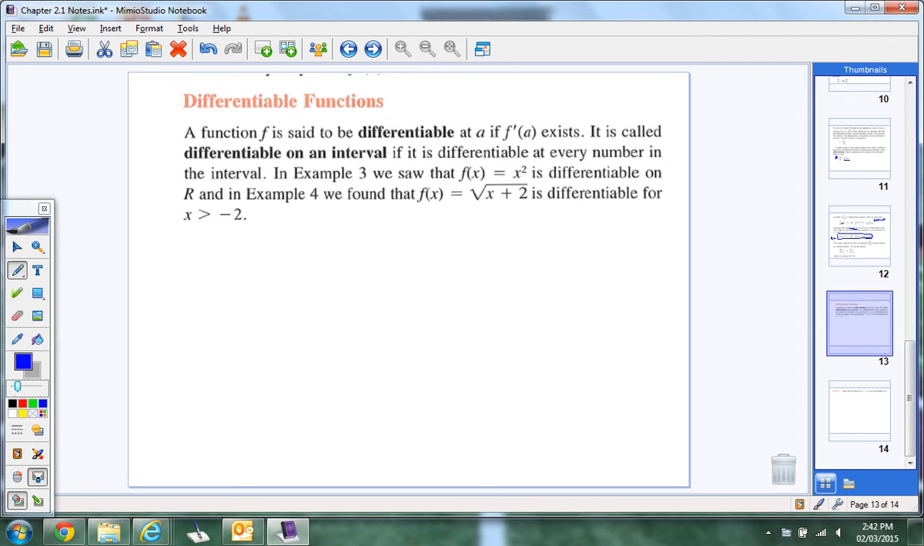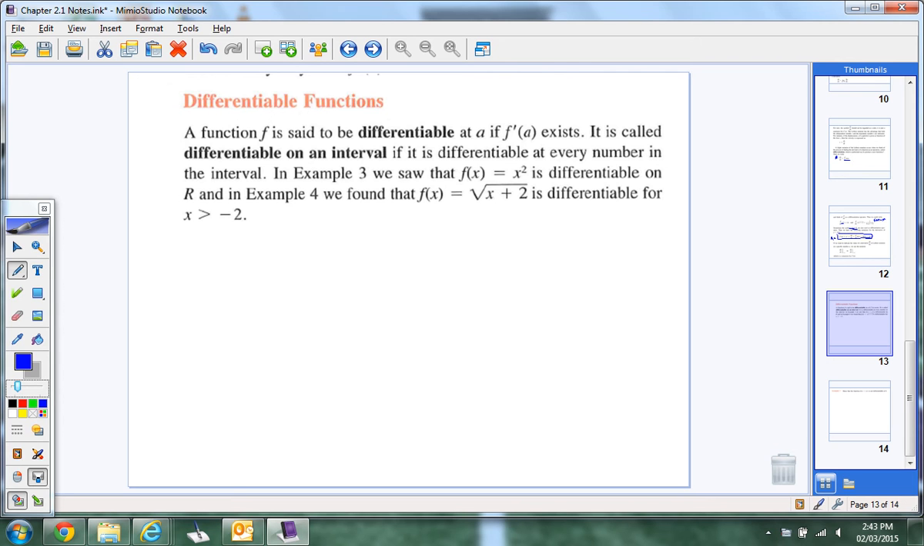Example 3, we saw that f of x equals x squared is differentiable on R, for everything. So the derivative was 2x, and our domain was all reals for both. Right? There wasn't a change in what x can be. But when we did this one, there was a change. It went from x greater than or equal to -2 to just x greater than -2. So that would be an example of where the domain changed from the original, but the derivative still existed, so it still was differentiable.